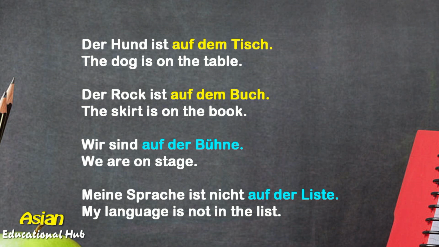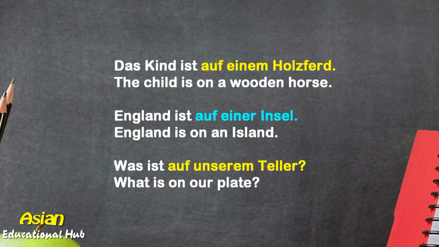Meine Sprache ist nicht auf der Liste. My language is not on the list. So auf der Liste because Liste is a feminine noun. Das Kind ist auf einem Holzpferd. The child is on a wooden horse. England ist auf einer Insel. England is on an island. Was ist auf unserem Teller? What is on our plate?